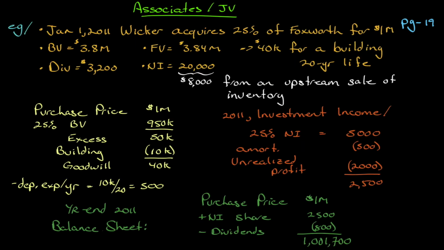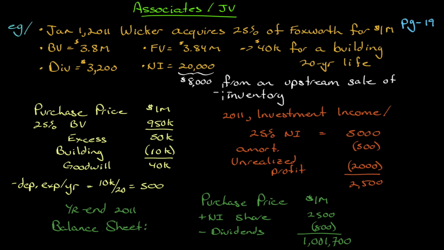All right, let's go through an example. Let's set up our scenario here. January 1st, 2011, Wicker acquires 25% of Foxworth. I'm using the example right out of your text so that you can follow along later as well. We acquire 25% of Foxworth for $1 million. Nice and clean. Book value of the company is $3.8 million. The fair value is $3.84 million. Not a lot to hang our hat on there. $40,000 extra for a building with a 20-year life. Dividends for the year are $3,200. Net income was $20,000, $8,000 of it from an upstream sale of inventory.